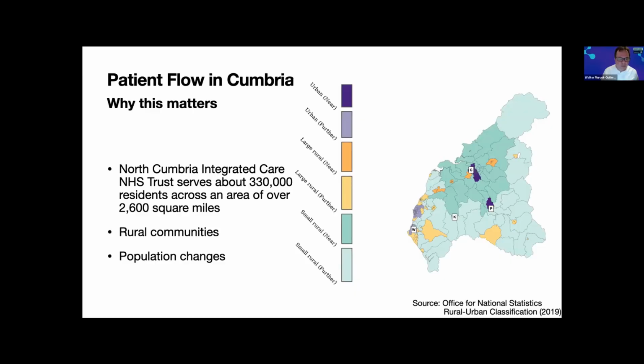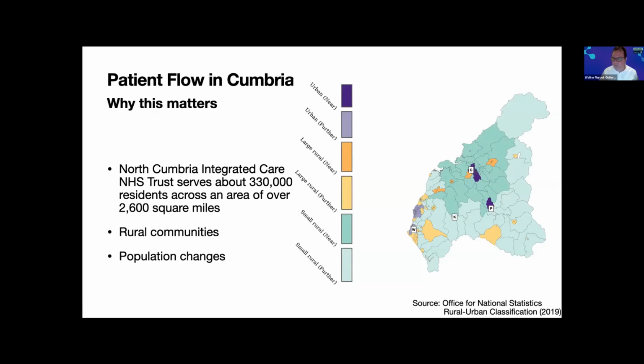So why this matters? Well, as I'm pretty sure most of you are aware, Cumbria Integrated Care, the trust serves about over 300,000 people or residents across an area of 2,600 square miles. And there's a lot of rural communities in this area.